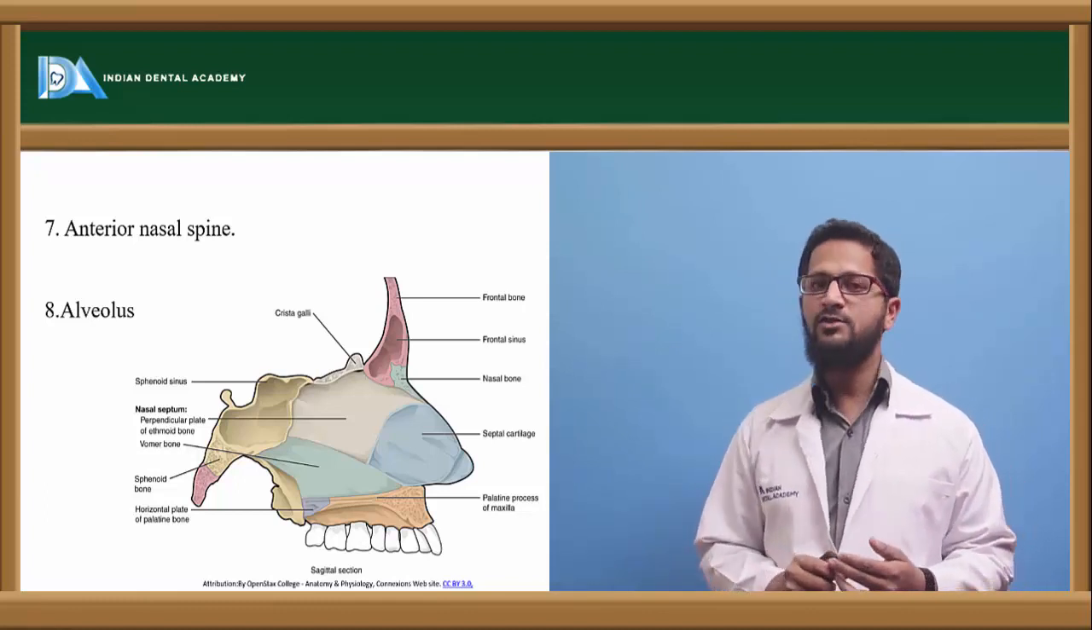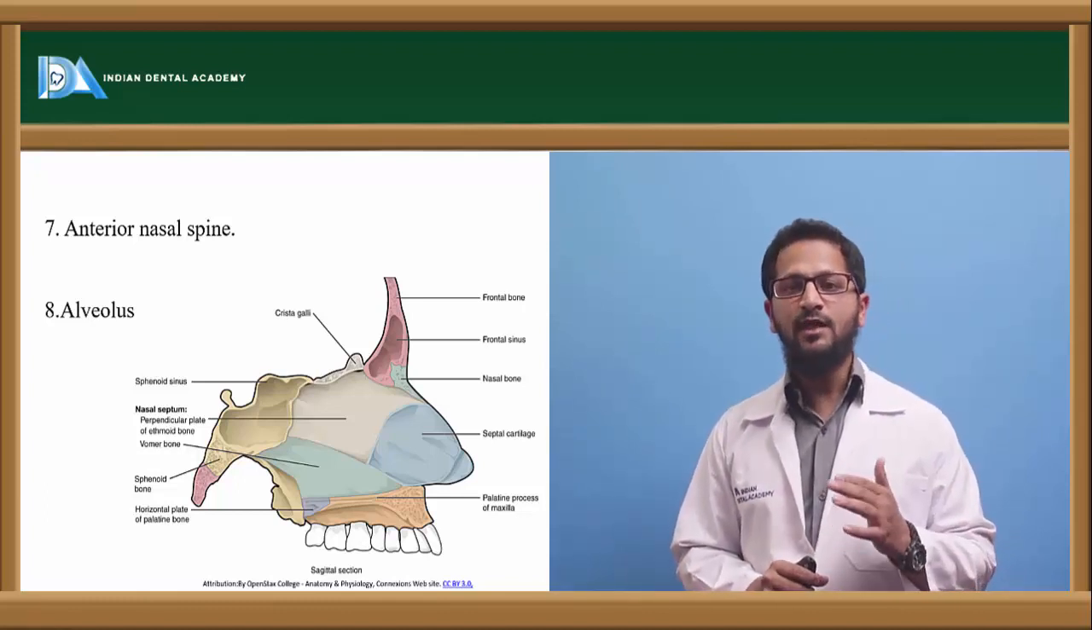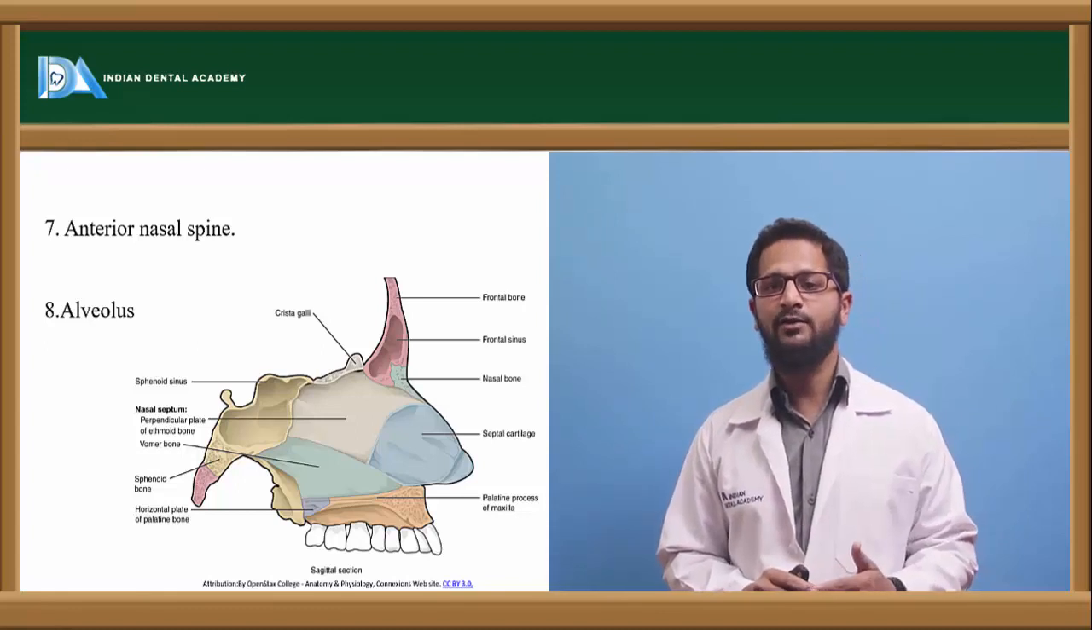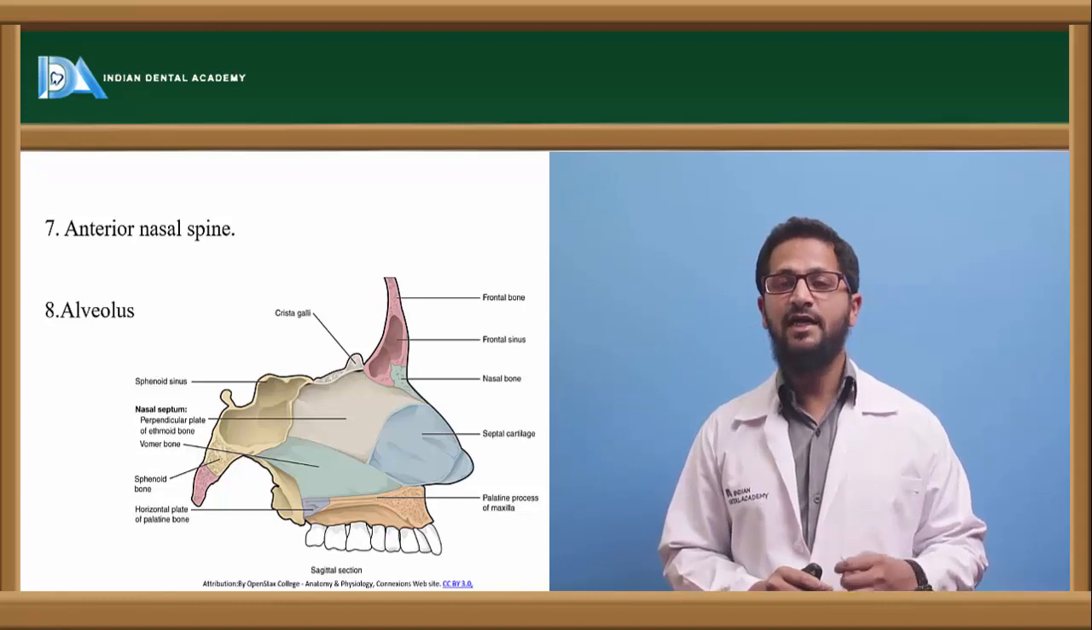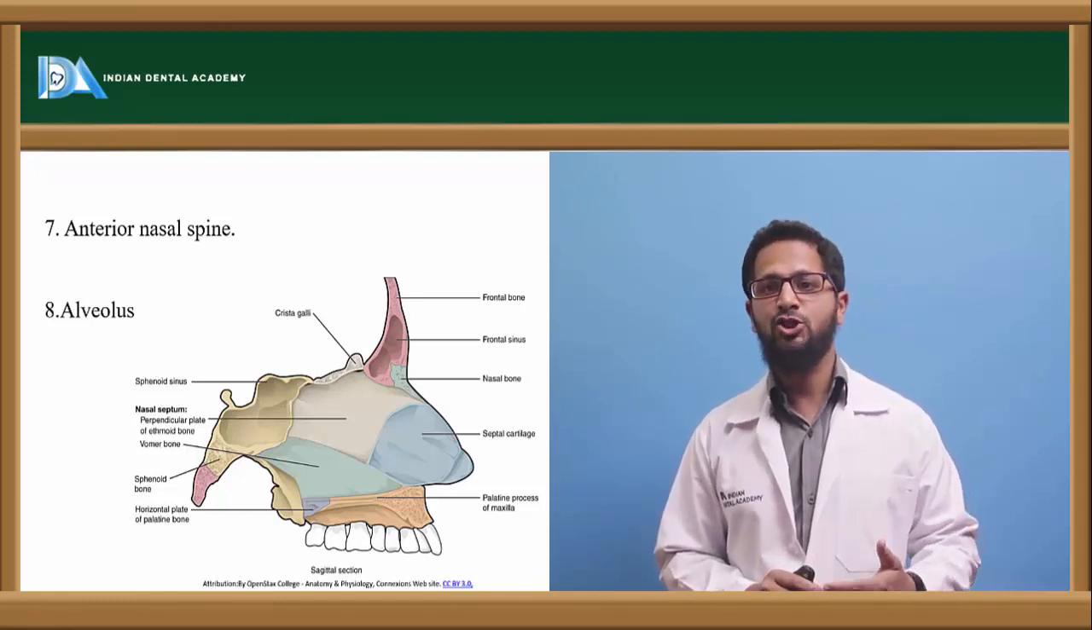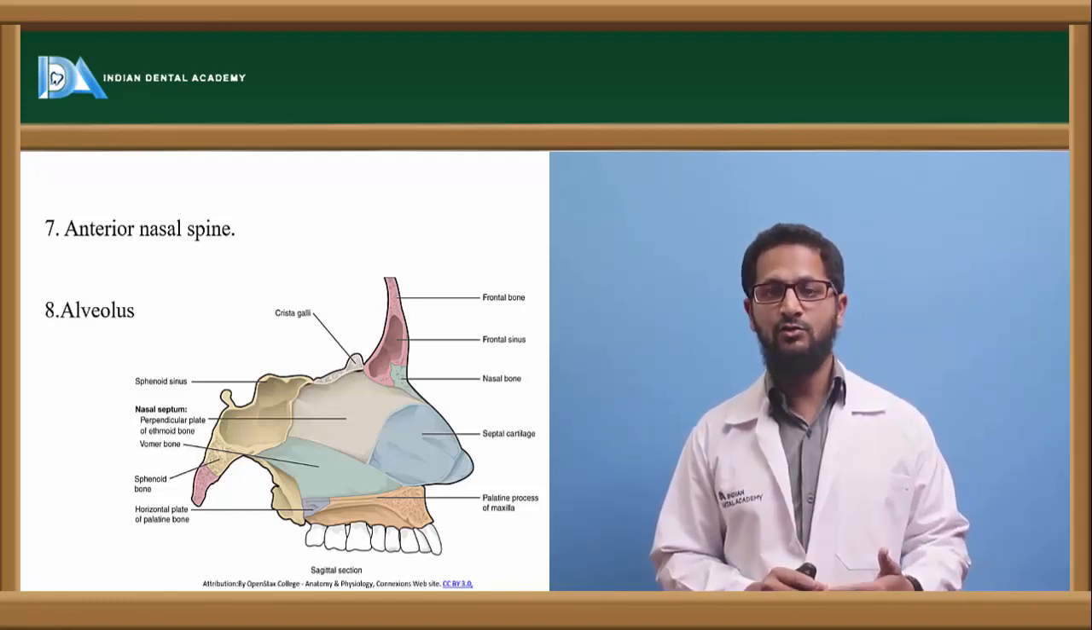Next, coming to alveolus or the alveolar process. The growth or the development of the alveolar process actually occurs in response to the eruption of the teeth. As the teeth start erupting, there is continuous deposition of bone in the alveolar bone so that the width and the height of the alveolar process is maintained.